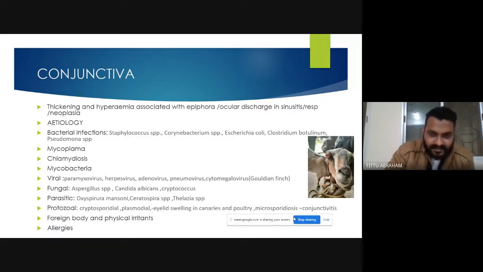Sometimes you can see even iron particles from rusted iron inside the eyes, even the husk of thinai, Italian millet and all, can be seen inside the eyes. So this can act as a foreign body and cause irritation to the eye.